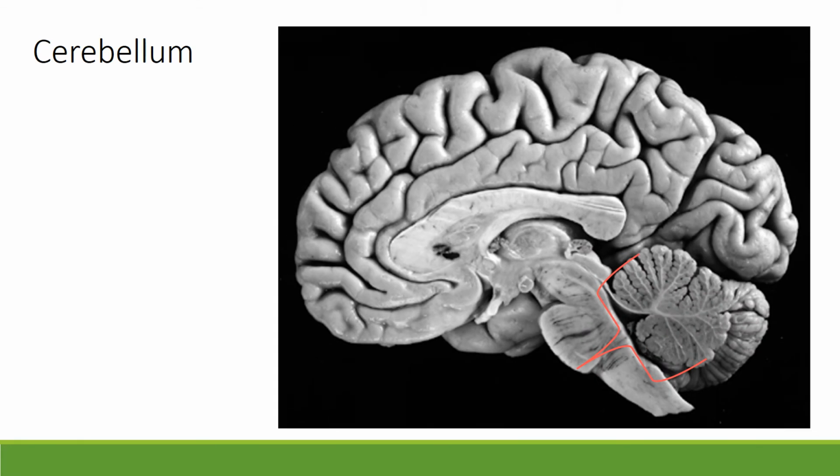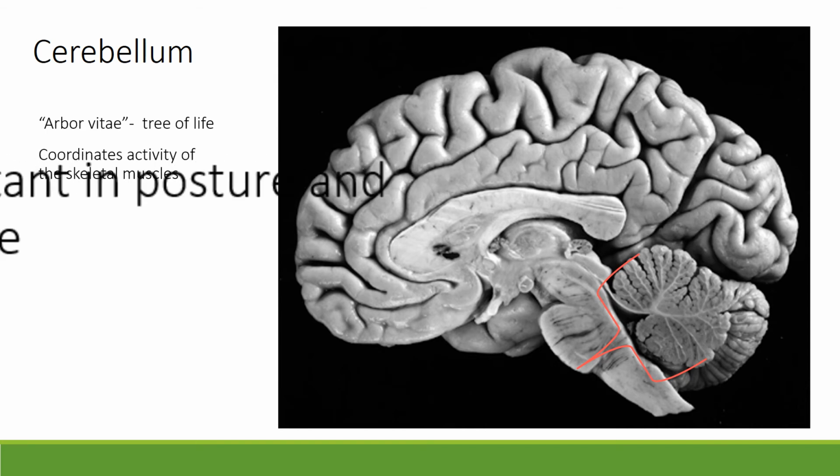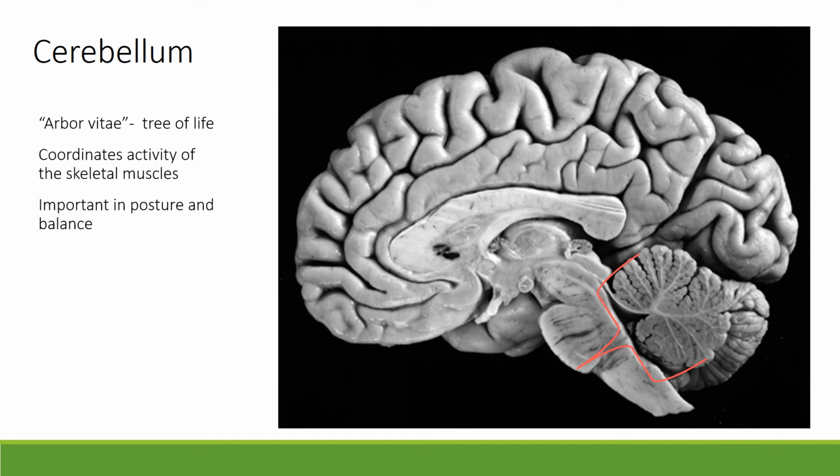The term cerebellum, or arbor vitae, means tree of life. If you look at the picture on the right, you can see why this is the name given the cerebellum. It coordinates the activity of the skeletal muscles, and it's important in posture and balance. The activities of the cerebellum are unconscious.